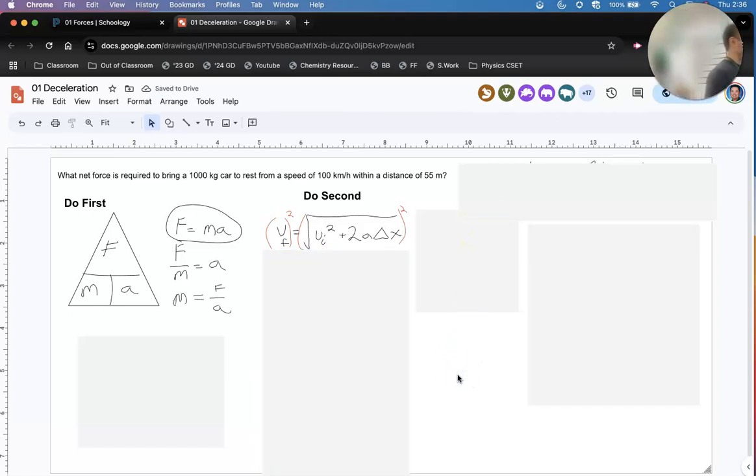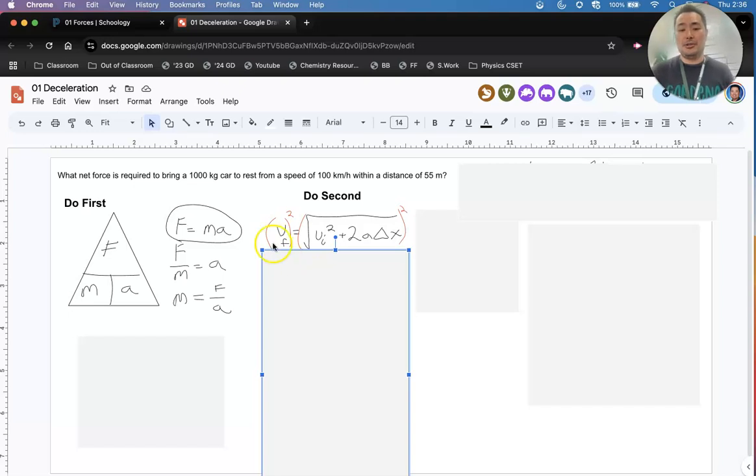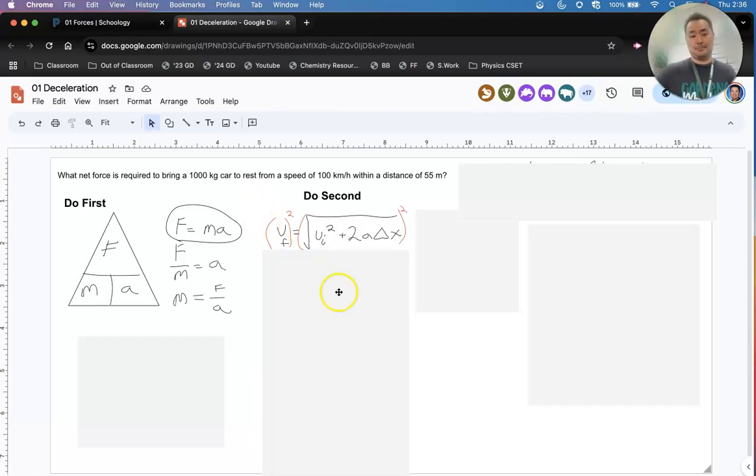Now ignore the red part first because that's just how I cancel out variables. A is in this equation. So is velocity and so is distance. Velocity is given to us. It's 100 kilometers per hour. And distance is given to us, 55 meters. That's why this equation is going to be helpful. All we need to do is find A. So I'll give you a second to copy that down.